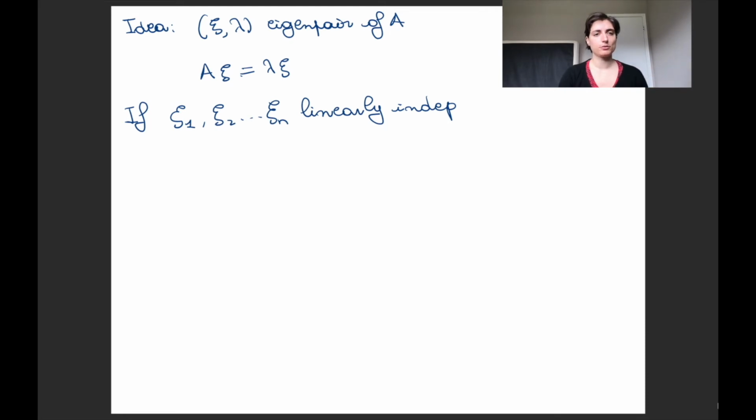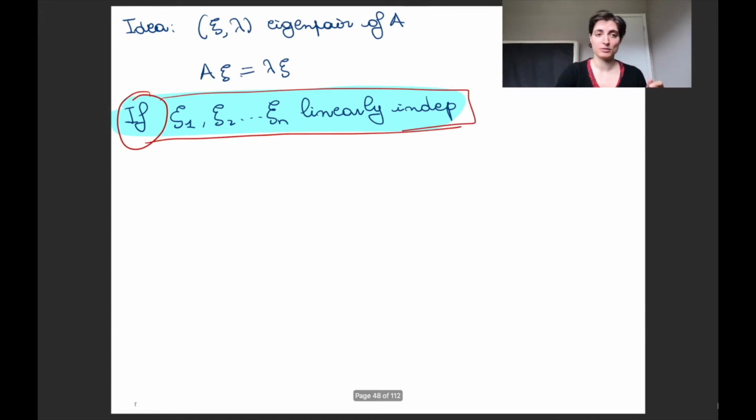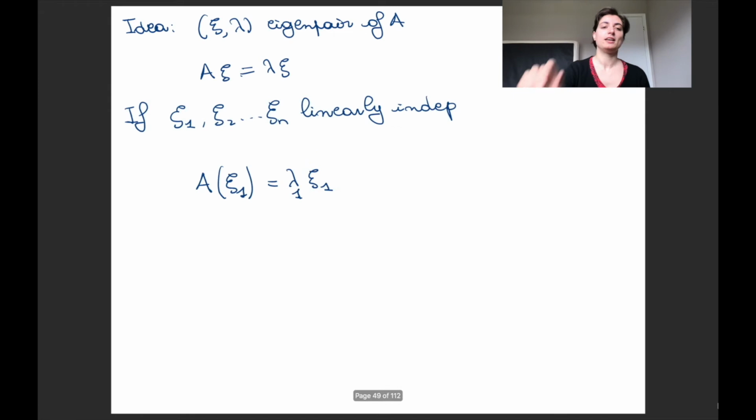Let's think of a topic we have been covering a lot over the last couple of weeks: eigenpairs. Let's take psi and lambda being an eigenpair of A. Then A multiplied by psi equals lambda psi. So if psi1, psi2, up to psi n are linearly independent, then we can start writing them like this. We can start writing A times psi1 equals lambda1 psi1.